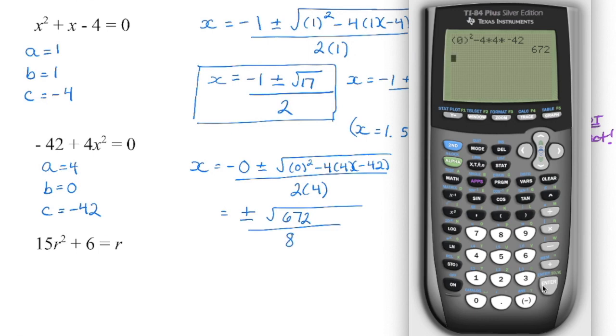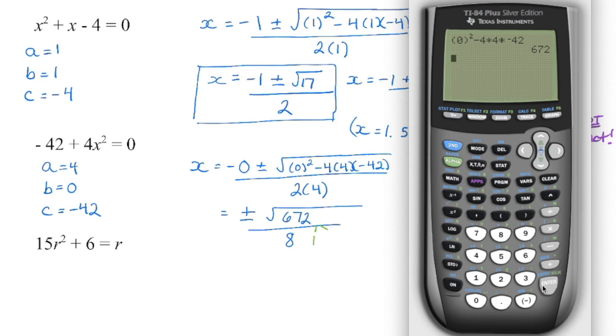Okay, so this means we have a positive root and a negative root, and we're going to simplify. So we're going to say, okay, is there a perfect square that we can divide out of 672, just like we did throughout radicals? And when you go through your perfect squares, again, you can make a list on the top and you're looking for the largest one.